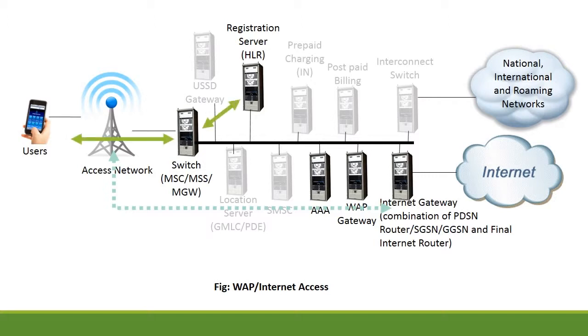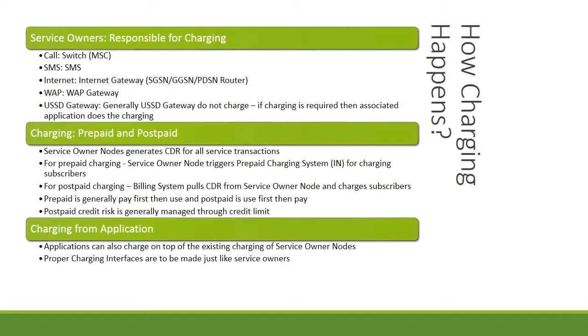Now we see the basic user flow. A request comes to the MSC from the user and is verified from the HLR. If the request is a WAP request, then it is passed to the WAP gateway. And if it is an internet request, then it is passed to the Internet Gateway. For both cases, the request is forwarded to AAA. If AAA gives authorization, then the request is forwarded to the internet. This is the basic concept of how the internet is accessed.